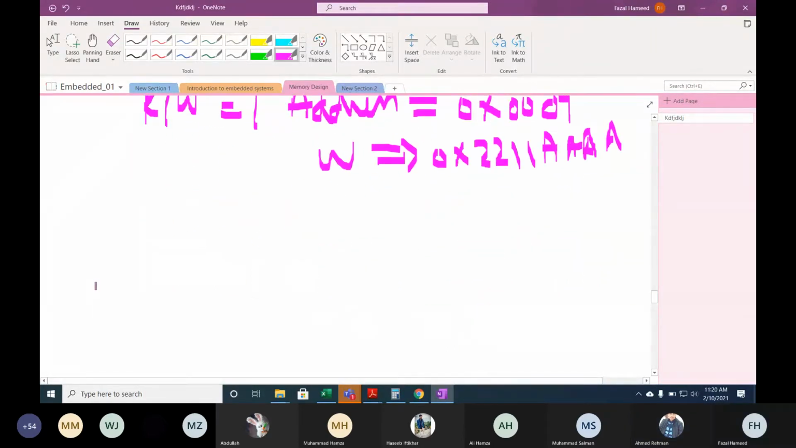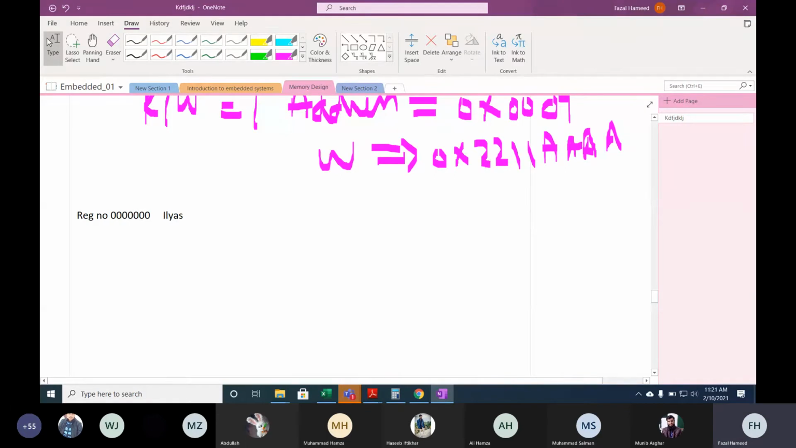Let me explain it another way. In your class, every student has a registration number. Am I right or not? Yes, sir, every student has a registration number. It means that the registration number is an address. Let's assume registration number 0, reg number 00000, and the name of the student is Ilyas.